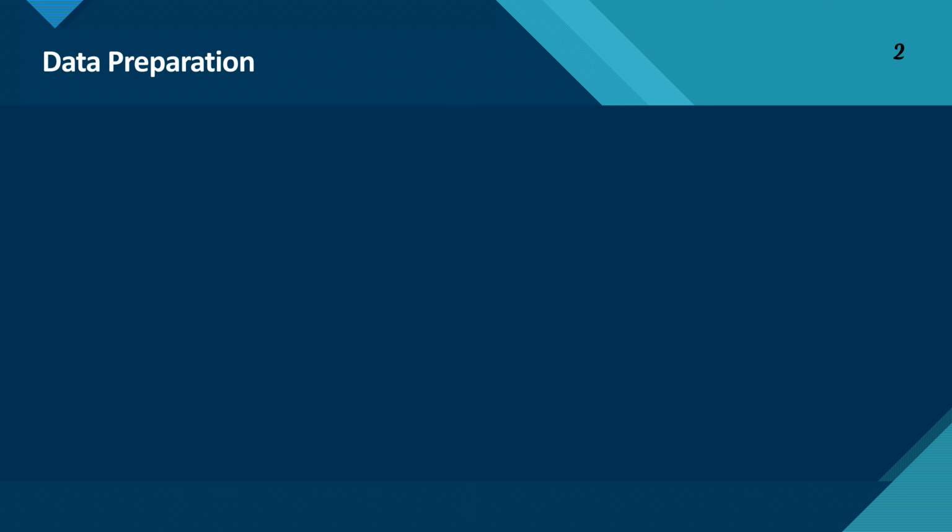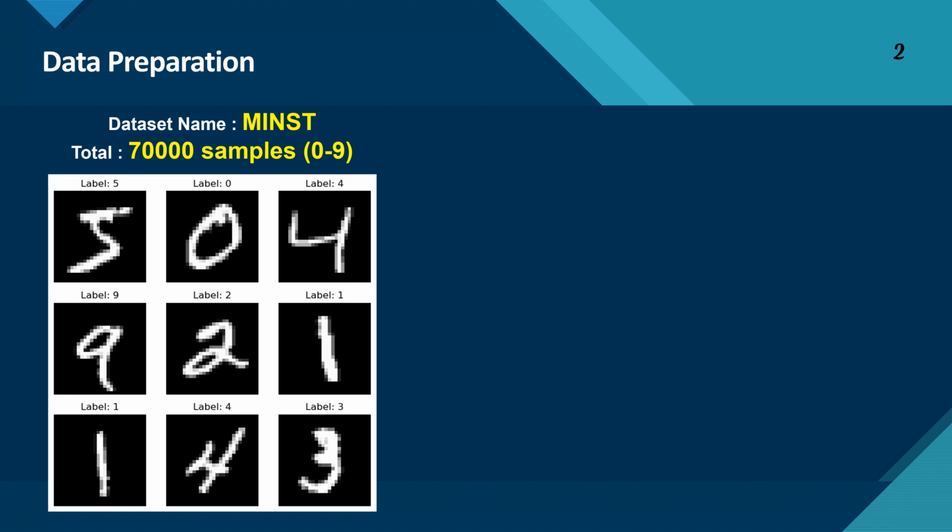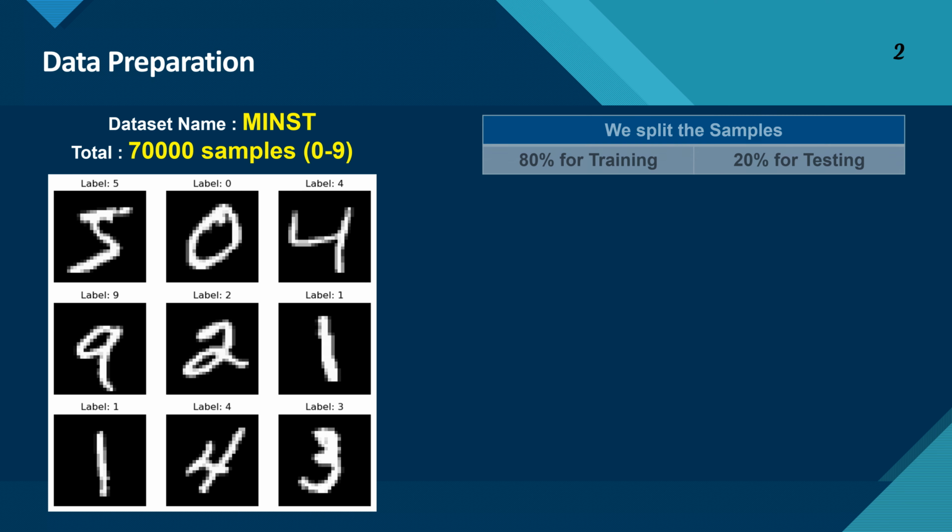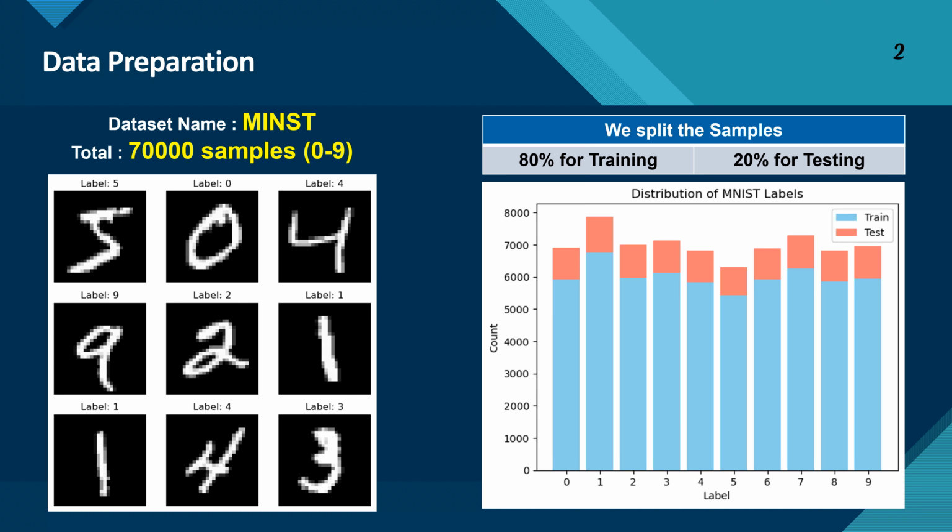Now, how do I prepare data for use? I use the MNIST dataset from TensorFlow, a collection of 70,000 samples. It contains 10 classes from 0 to 9. Before using the dataset, I pre-process it through normalization and reshaping. Here we see how the MNIST dataset looks with its labels. We use 80% of the total dataset for training and the rest for testing. Here is the distribution of the dataset that I used.